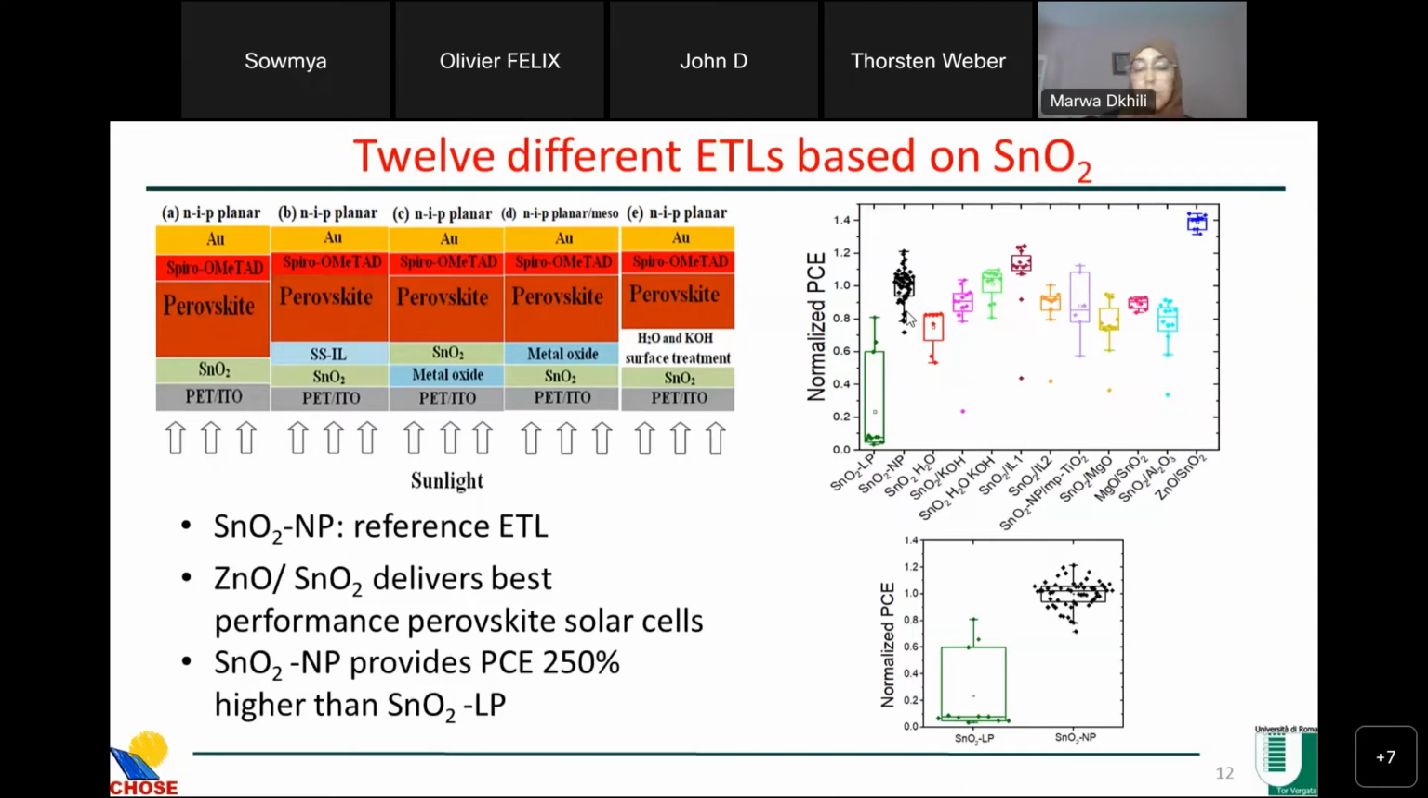different periods of time. Here, we can see that the bilayer of zinc oxide tin oxide delivers the best efficiency, the best performing perovskite solar cells. And when switching from tin oxide nanoparticles to tin oxide liquid precursor, there is an enhancement in efficiency by 215%. So we are going to discuss only the batch that contains tin oxide nanoparticles with the zinc oxide tin oxide bilayer.